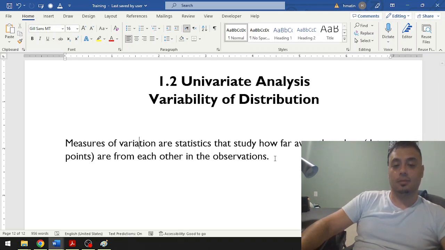Today I will be talking about variability of distribution as part of univariate analysis. The measures of variation for variability of distribution are statistics that explore how far away the values or data points are from each other in an observation.